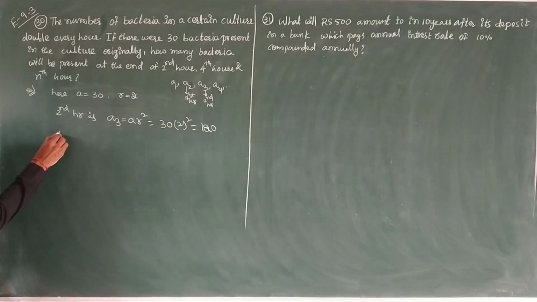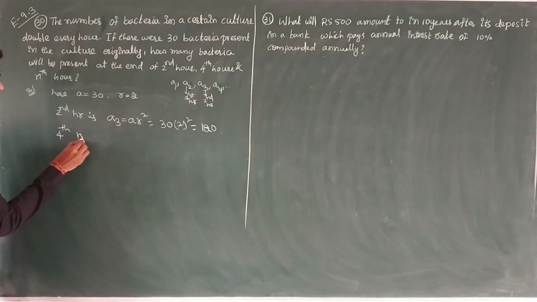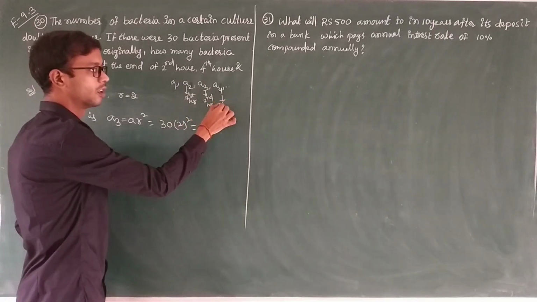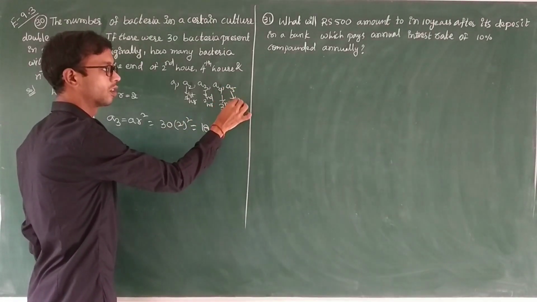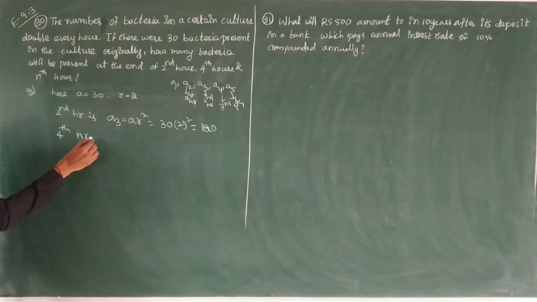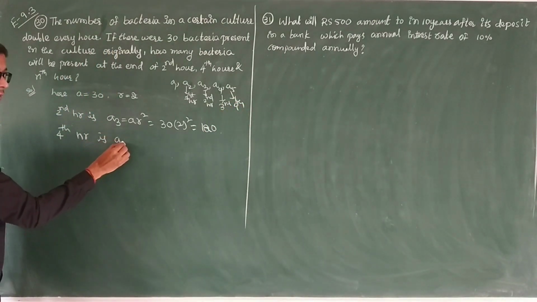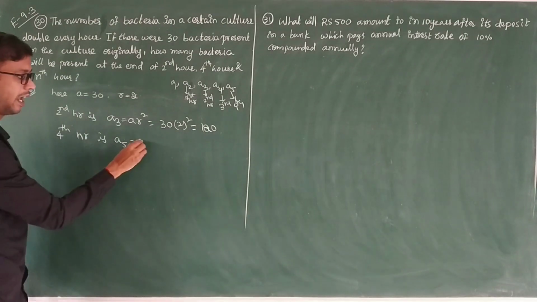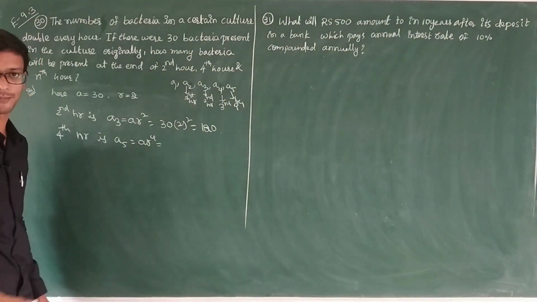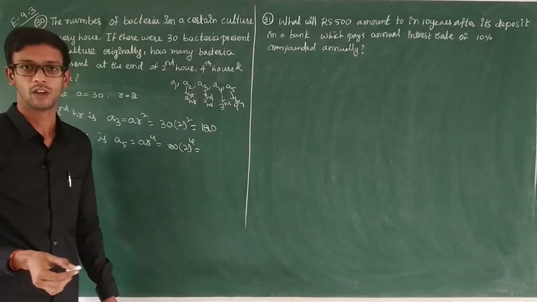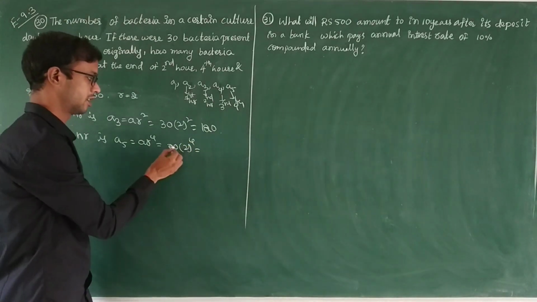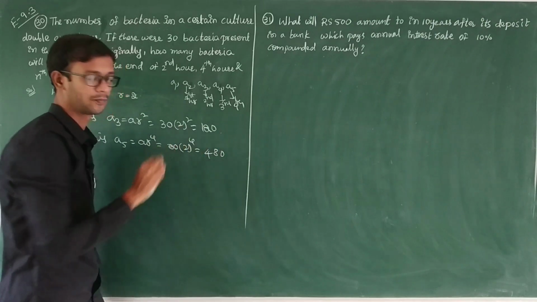Next, the fourth hour. This is the third hour, A5 is the fourth hour. Fourth hour is A5. AR power 4 formula: 30 into 2 power 4. 4 fours are 16, 16 times 30 is 480.